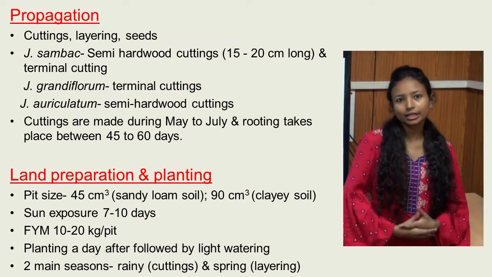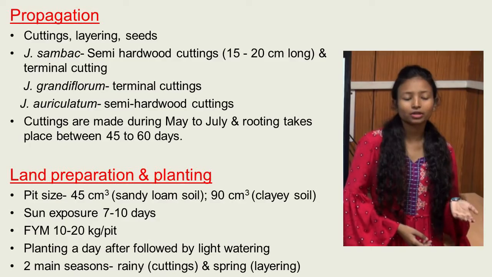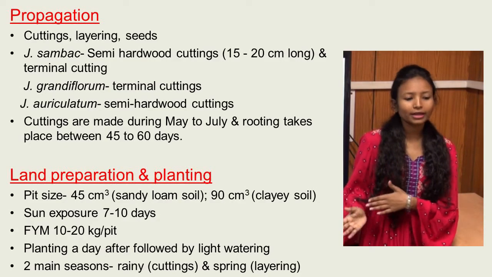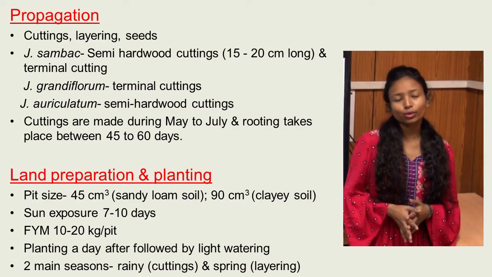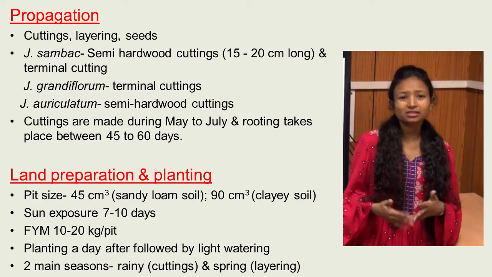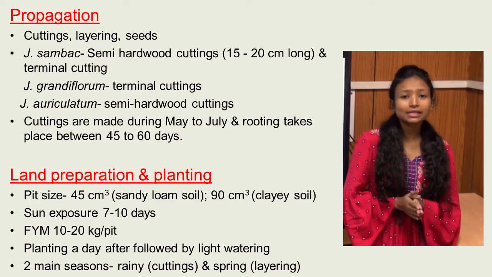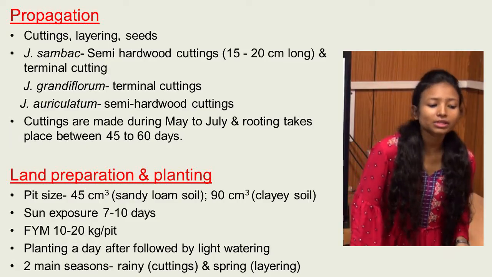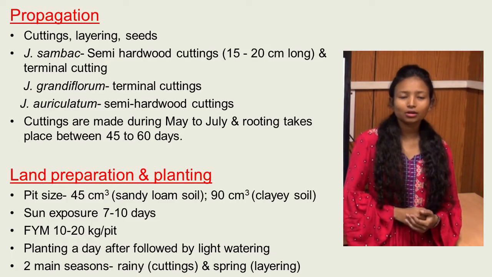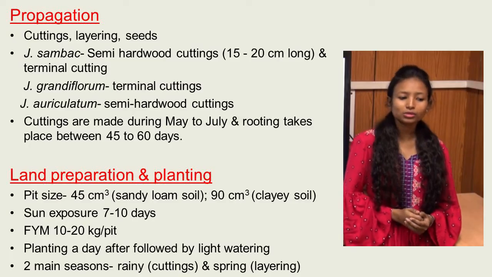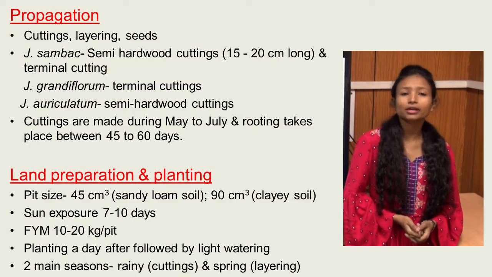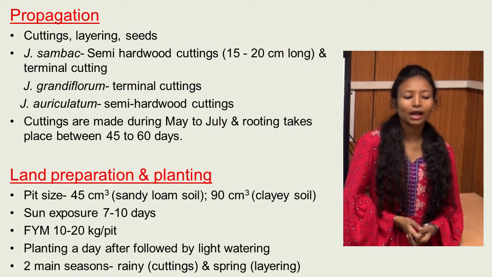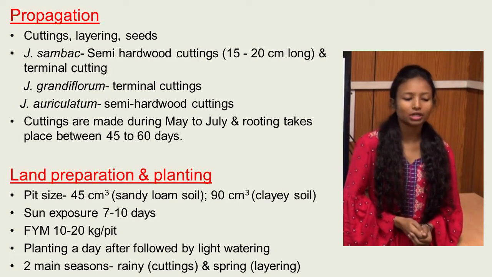Different kinds of cuttings are used for propagation of jasmine, which is comparatively easy with respect to layering and seeds. Layering is cumbersome, so it is not practiced very popularly, and seeds are mainly used for development of new varieties. In Jasminum sambac, semi-hardwood cuttings of 15 to 20 cm are used, and terminal cuttings are also used. In grandiflorum, only terminal cuttings are used, and in auriculatum, only semi-hardwood cuttings are used.